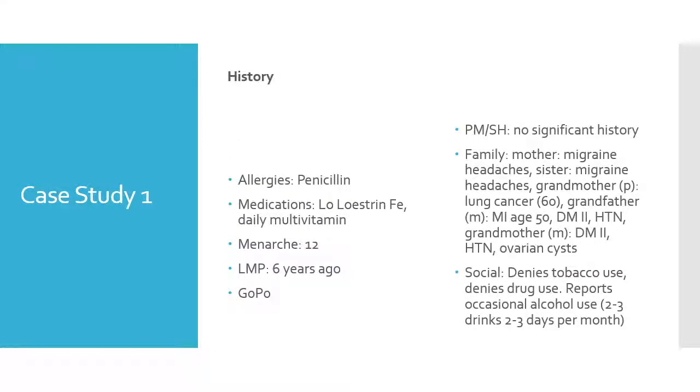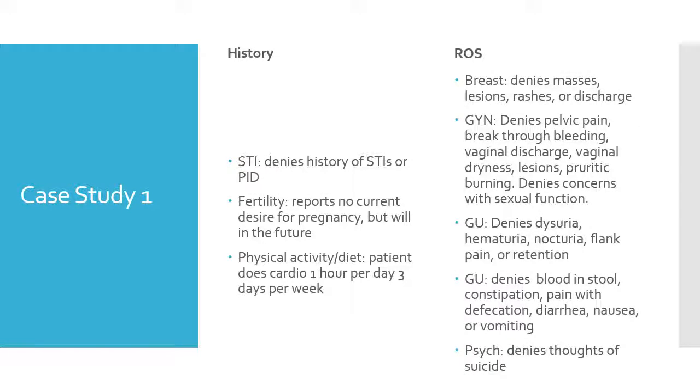She's allergic to penicillin. She's on low estrogen FE and a multivitamin. Menarche began at 12. No significant past medical history. She has a family history of migraines, lung cancer, heart attack, diabetes, hypertension, and cyst. She denies tobacco and drug use, and reports 2 to 3 drinks of alcohol 2 to 3 days per week. She denies a history of STIs or PID. She has no desire for pregnancy right now. She gets about 1 hour of cardio 3 days per week.